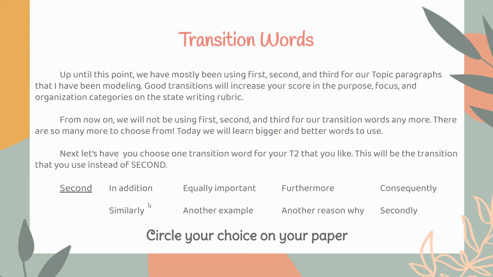So now let's look at my T2 choices. This is the transition word that you're going to choose to use instead of second. You could choose in addition, equally important, furthermore, consequently, similarly, another example, another reason why, or secondly. Go ahead and circle your choice or make a note of one that's not listed here.